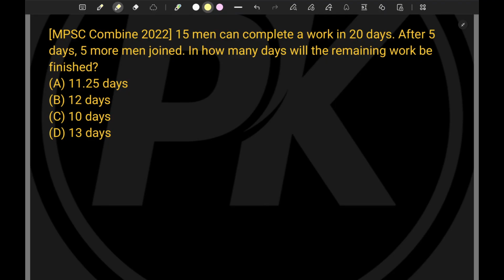But if not, then let's use the current method, the knowledge we have learned until now. Using that knowledge, can we solve this problem or not? So this problem is from MPSC Combined 2022.